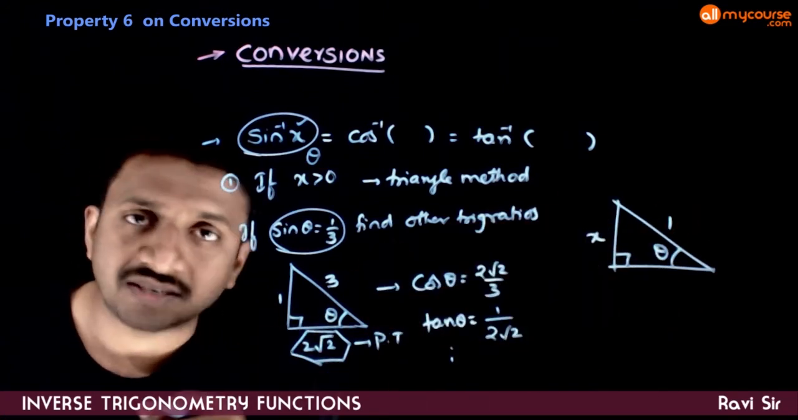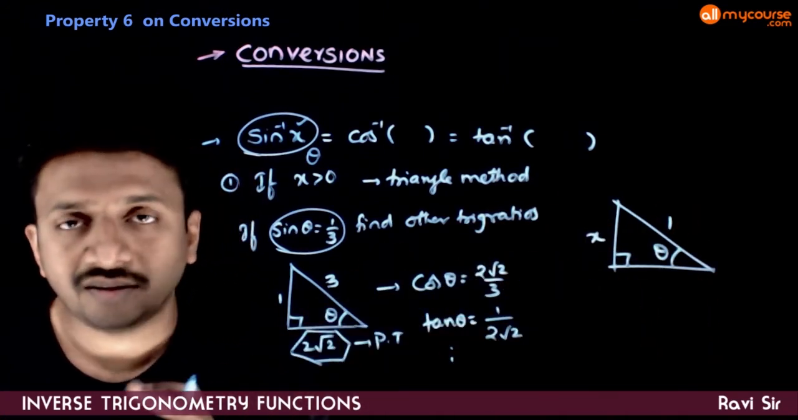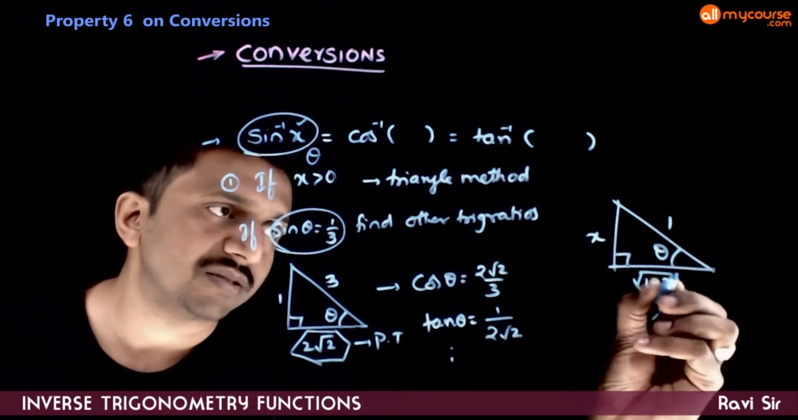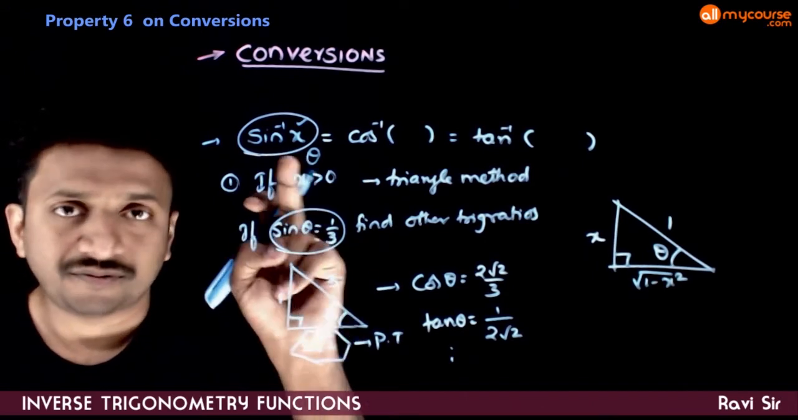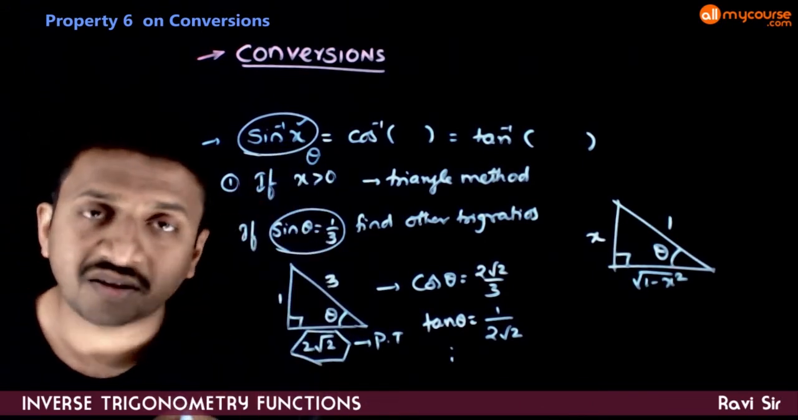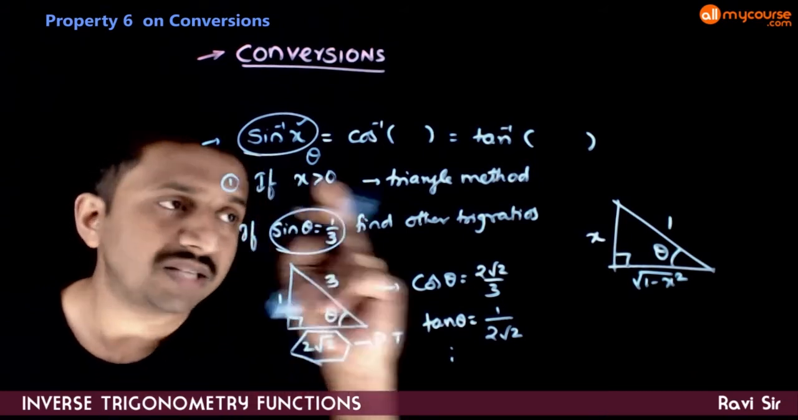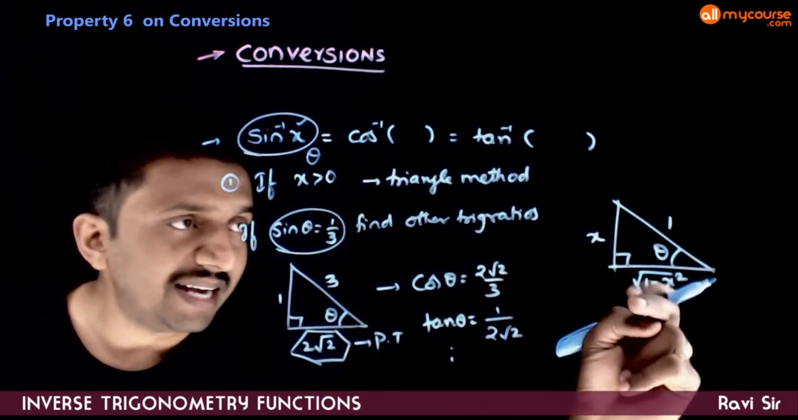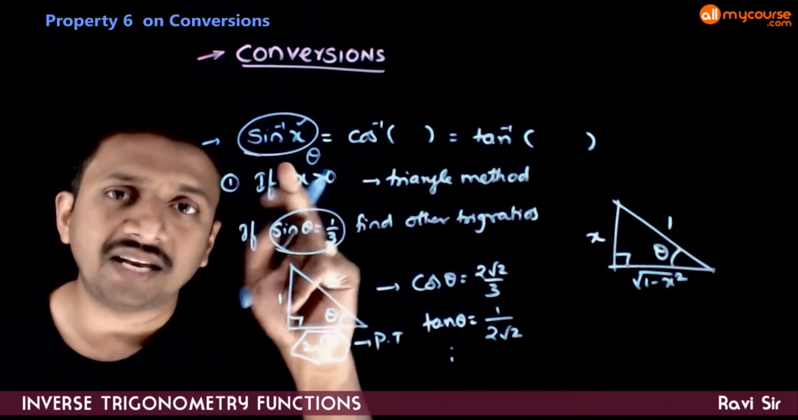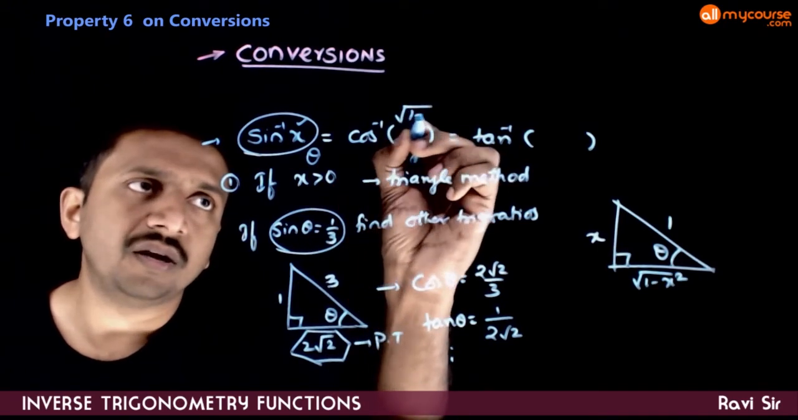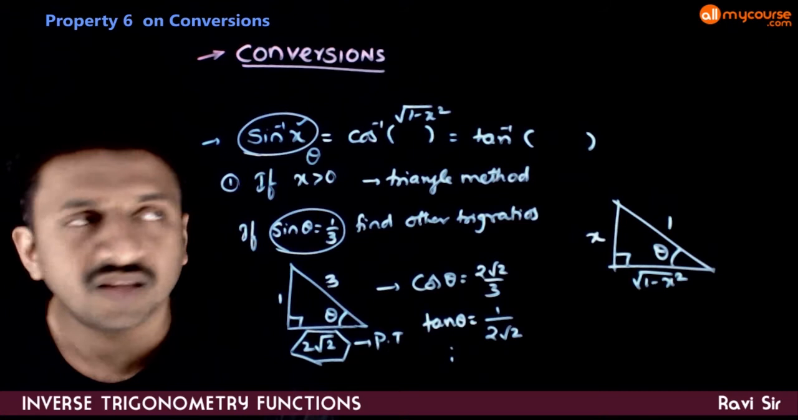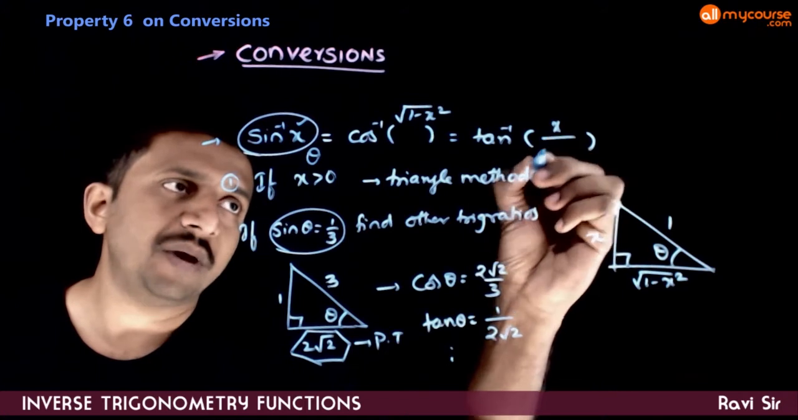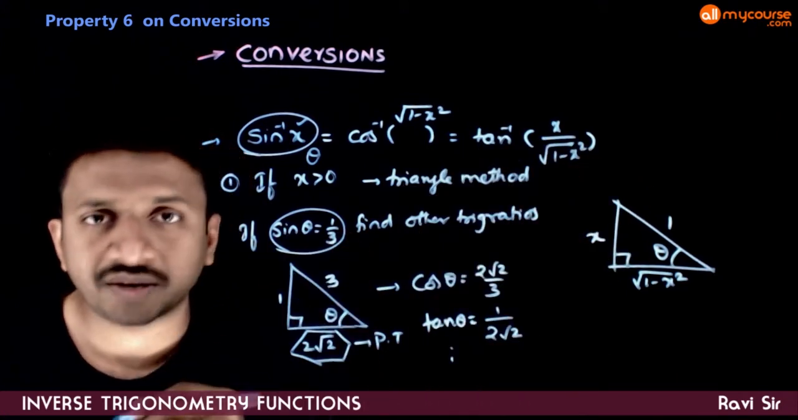Now once you know these two sides, can you find the remaining side using Pythagoras theorem? Yes. This will be root of 1 minus x square. Now this theta, which is sine inverse x, what is it also equal to? Sine inverse of opposite side by hypotenuse will be equal to cos inverse of adjacent side by hypotenuse. So sine inverse of x is equal to cos inverse of root of 1 minus x square. This is equal to tan inverse of opposite by adjacent, x by root of 1 minus x square.